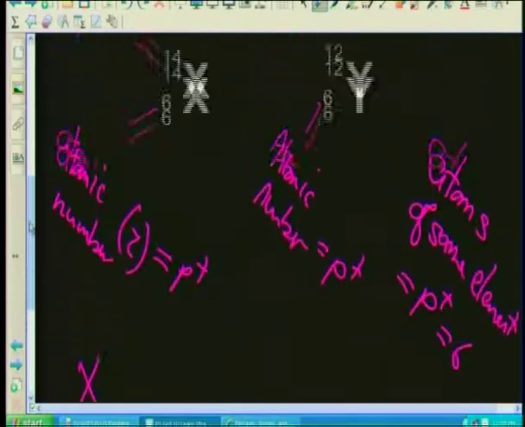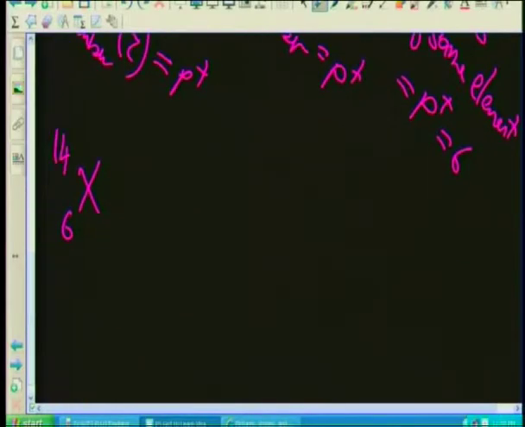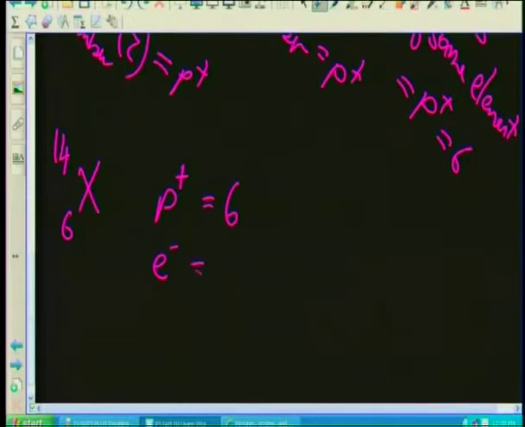So I'm going to write X over here, 6, and X was 6, 14. And what we're going to say is the number of protons is equal to 6. Do we know what the number of electrons are? Well, it's an atom. Remember, all atoms are neutral. And if they're neutral, they will have the same number of protons as electrons. It's not a charged particle, it's neutral. So, therefore, X has 6 electrons.